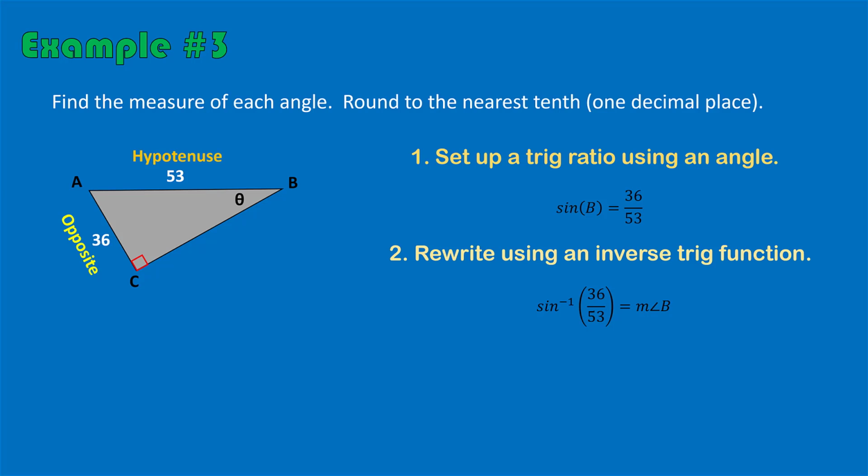And now angle B is all by itself, so we are ready to calculate. Type it into my calculator, and the measure of angle B is 42.8 degrees. Now go find the measures of angle C and angle A. So angle C is 90 degrees because it's marked as a right angle. In angle A, we use our triangle sum theorem, and we find it to be 47.2 degrees.